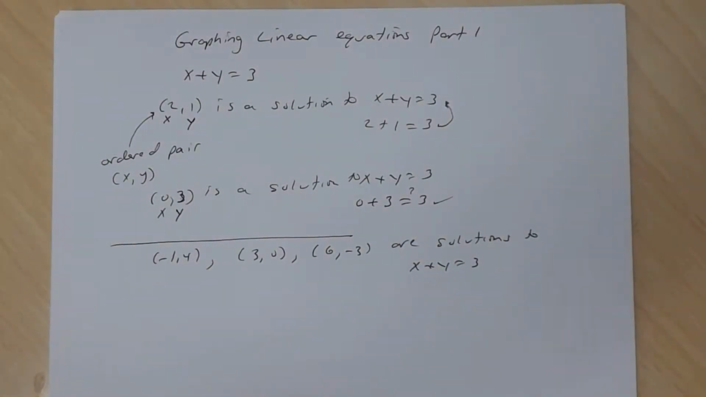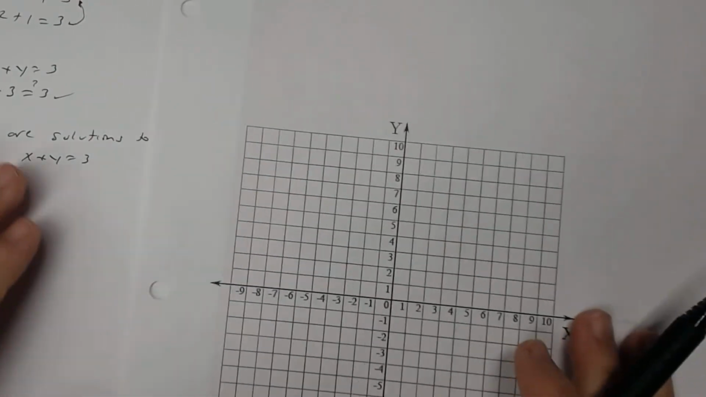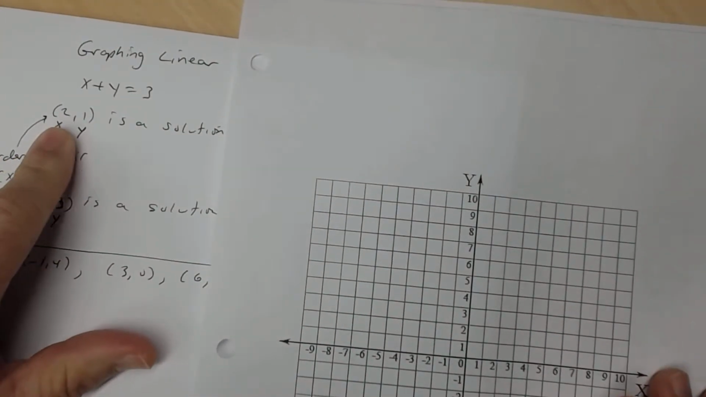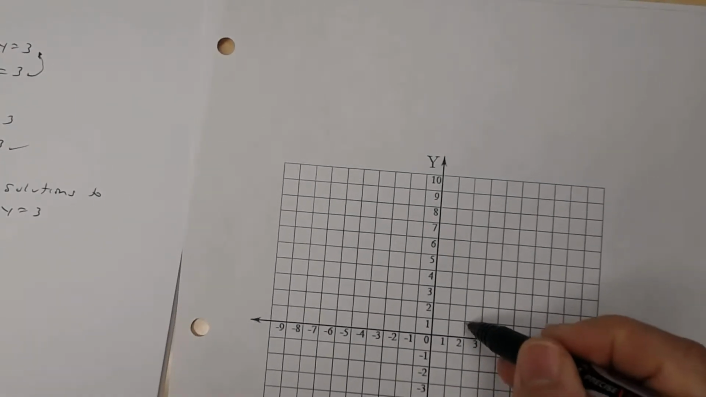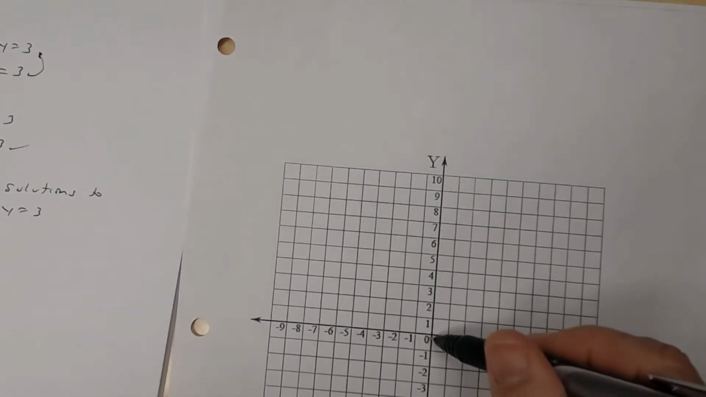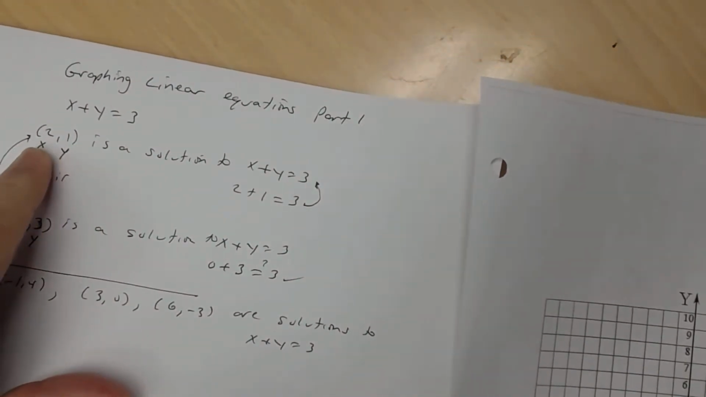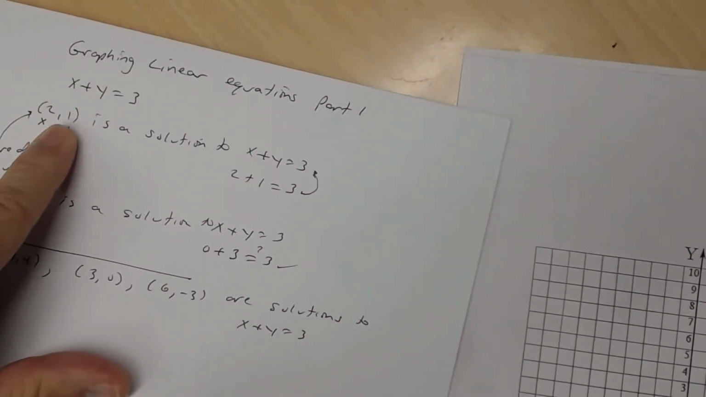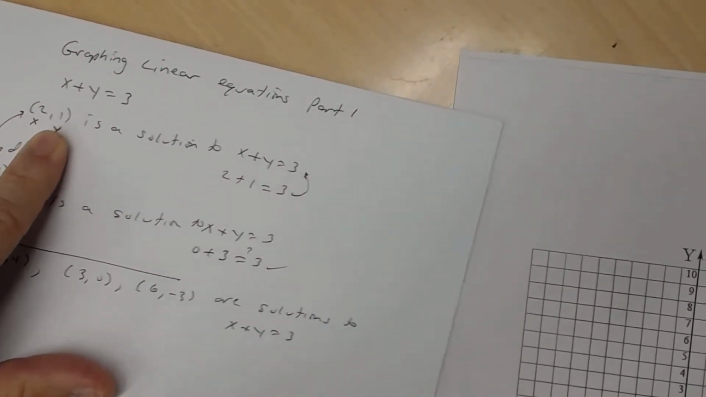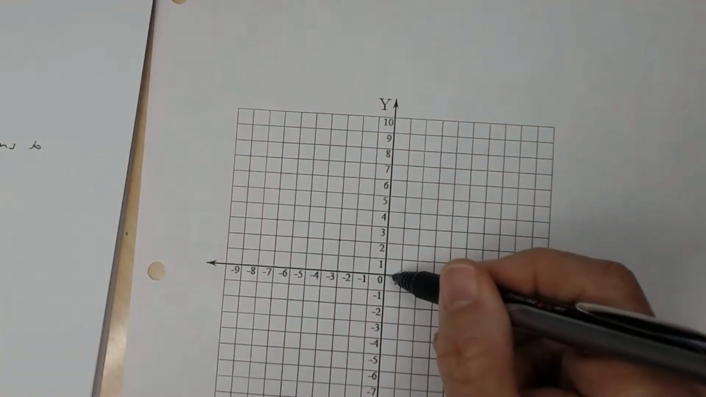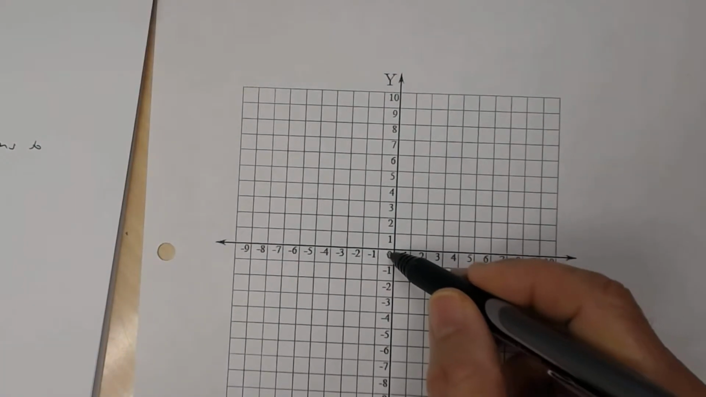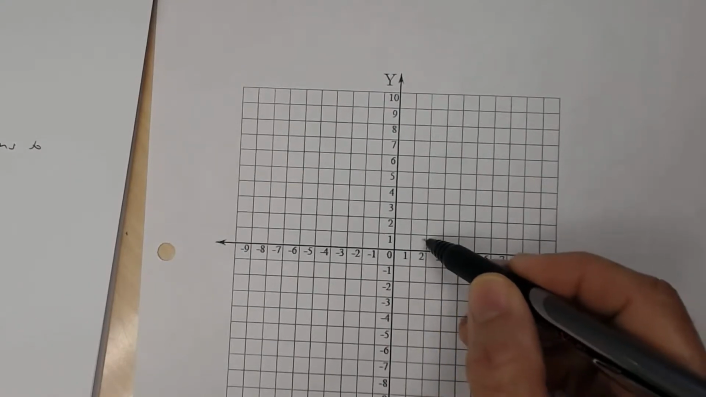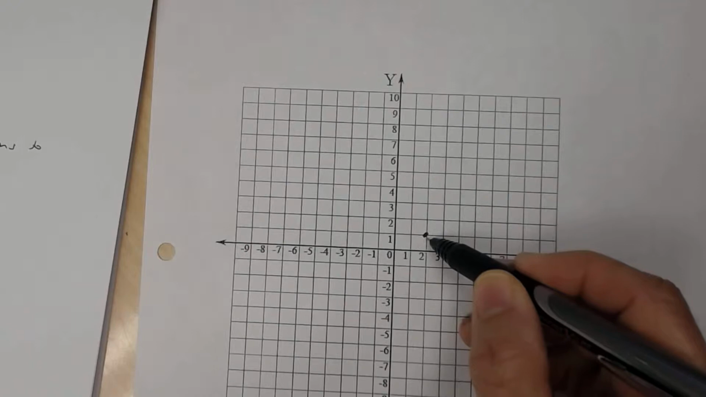So if we graph these ordered pairs, as in the previous lesson where we looked at graphing ordered pairs, let's start with the ordered pair (2, 1). Remember, to graph an ordered pair, you start at the origin. Since the x value is positive 2, I'm going to go to the right 2 units. And since the y value is a positive 1, I'm going to go up 1 unit. So there's the point (2, 1).